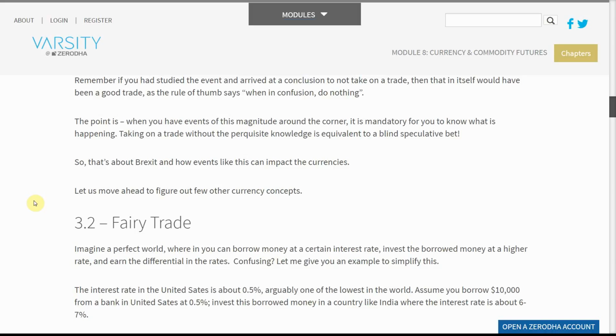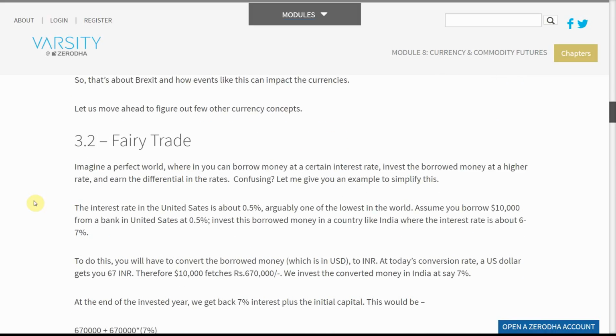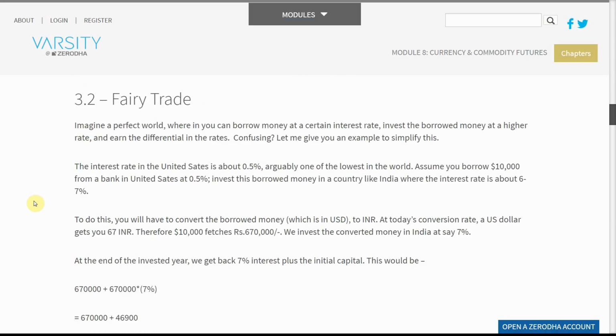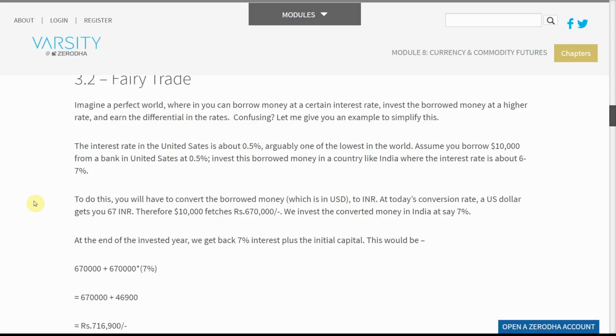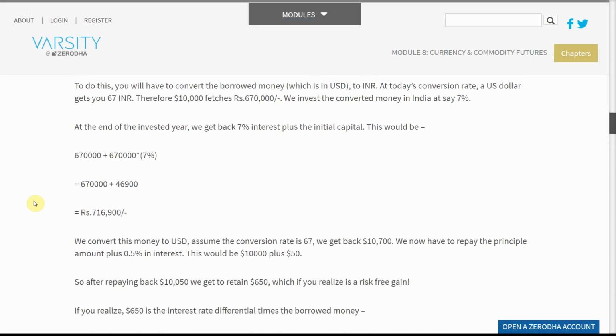The interest rate in the United States is about 0.5%, arguably one of the lowest in the world. Assume you borrow $10,000 from a bank in the United States at 0.5%. Invest this borrowed money in a country like India where the interest rate is about 6 to 7%. To do this, you will have to convert the borrowed money, which is in USD, to INR. At today's conversion rate, a US dollar gets you 67 Indian rupees. Therefore, $10,000 fetches 670,000 rupees.